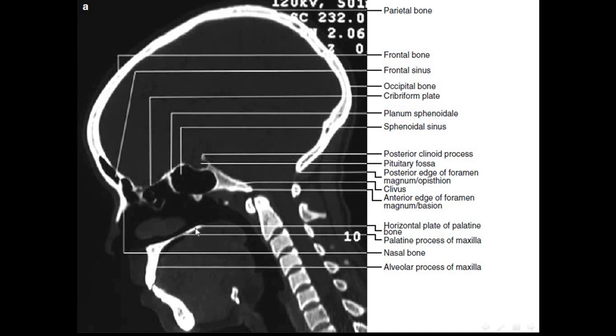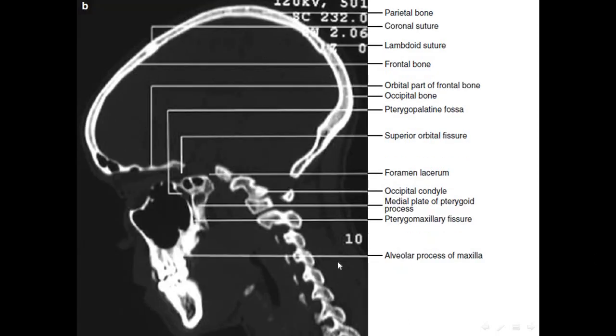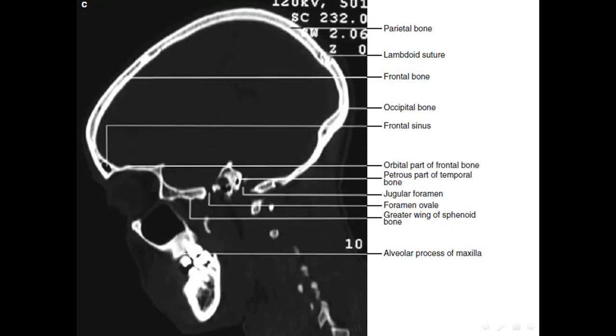This is the horizontal plate of palatine bone, and this is the palatine process of maxilla. So these two structures together form the hard palate. This is the nasal bone, and this is the alveolar process of maxilla. Here we can see the superior orbital fissure start to show up. Pterygomaxillary fissure between the pterygoid plate and the maxilla. This is the maxilla, and this is a section of mandible. This is the greater wing of the sphenoid bone.